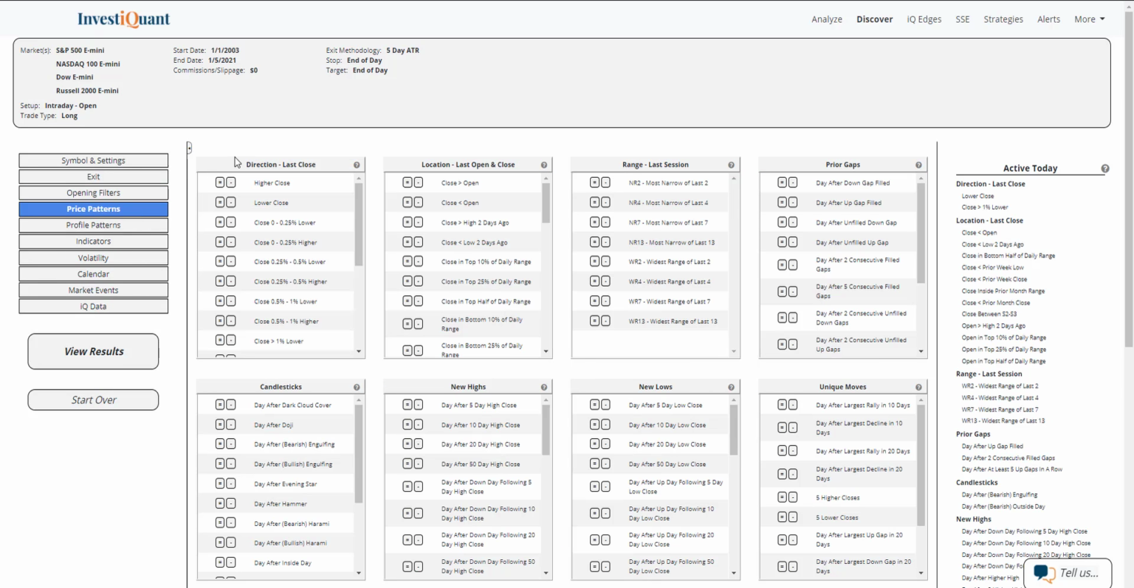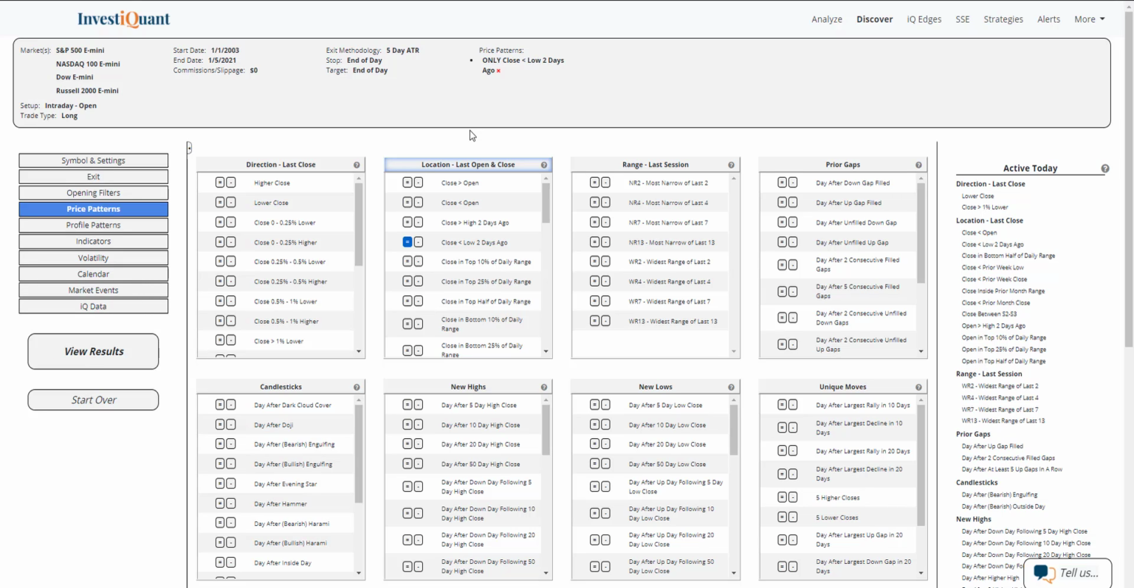The rest of the pattern that we'll be looking at is, like I said, based upon closing below the low of the last trading day of the prior month. So what I want to do is come into this last open and close category within the price patterns. I'm going to say yesterday closed below the low of 2 days ago. So that's this option right here, close below low 2 days ago. And that means that yesterday's close was below the low of the prior session.